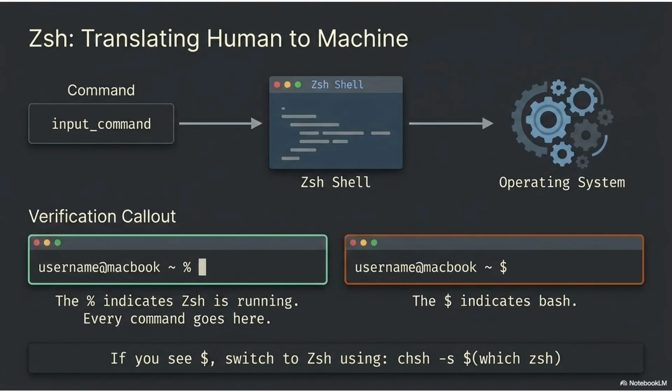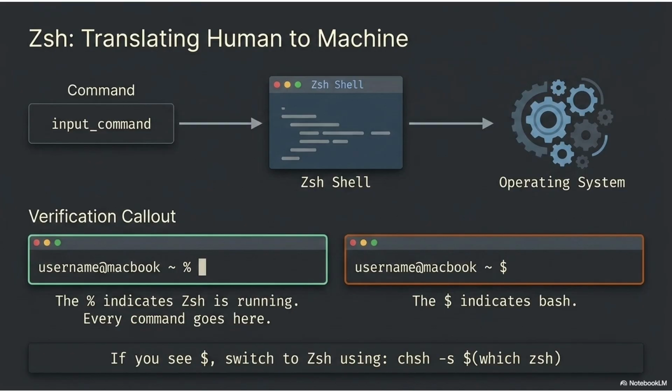Zsh is the shell, the translator that converts your typed commands into instructions the operating system can execute. The diagram on the right shows how it works. An input command enters the Zsh shell, which translates it to the operating system, which executes it and returns output. The verification callout at the bottom shows how to identify which shell you're running.